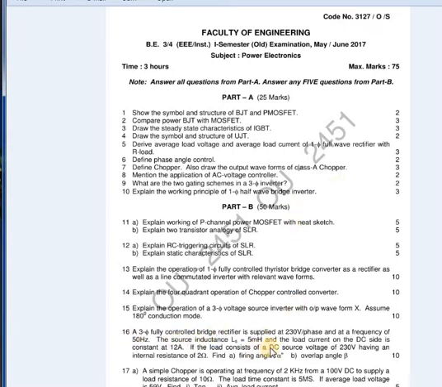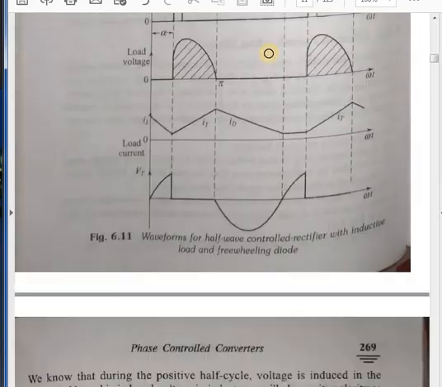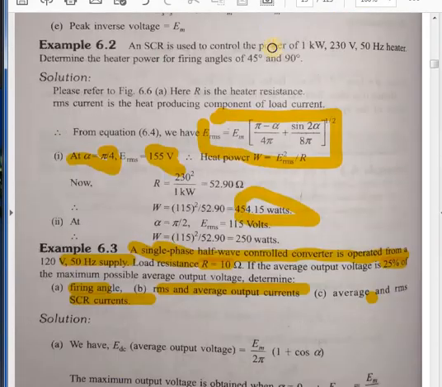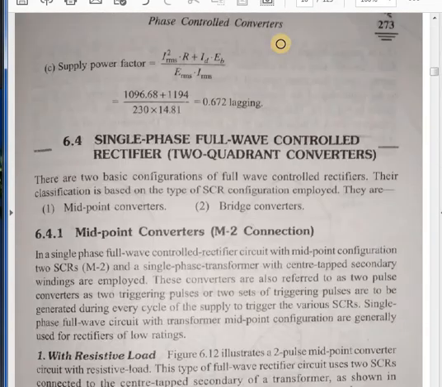Yes, here a 3-phase fully controlled bridge rectifier is supplied with 230 volts per phase and a frequency of 50 Hz. The source inductance Ls is equal to 5 millihenry and the load current on the DC side is 12 amps. The load consists of a DC source voltage of 230 volts and an internal resistance of 2 ohms. Find the firing angle alpha and the overlap angle. This is given for 10 marks. We will solve this question also when dealing with 3-phase rectifiers. Similar questions are there. I will forward you this, you can see into it.